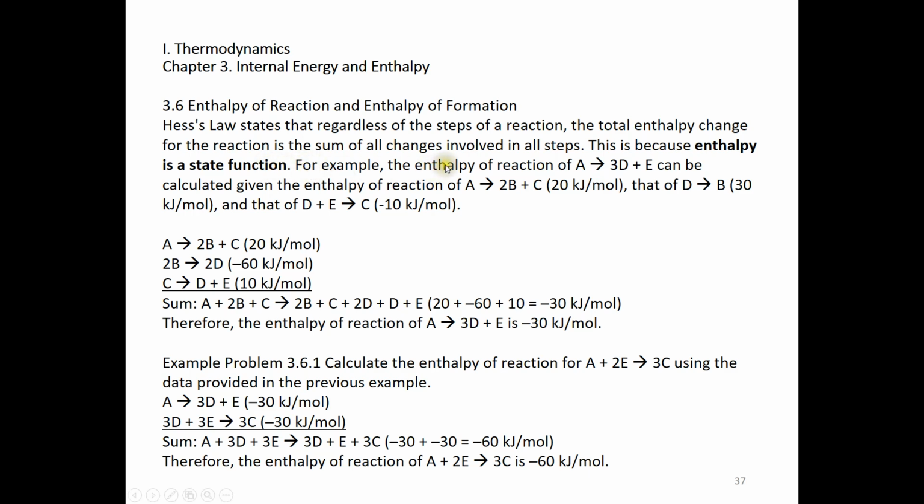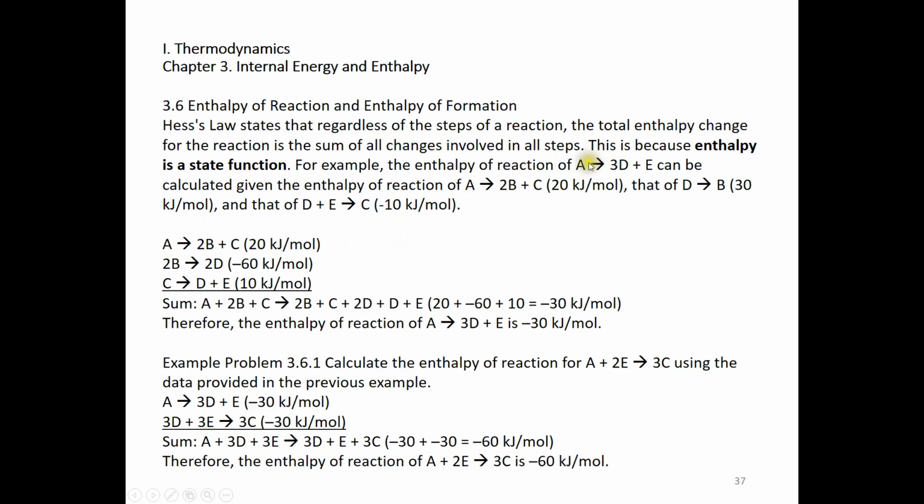For example, we can determine the enthalpy of reaction for this reaction from A to 3D plus E given the information about three individual reaction steps. Over here we have the reaction from A to 2B plus C, from D to B, and from D plus E to C. Now let's look at these three reaction steps. We see A appears only in the first reaction step. Therefore, we need this reaction step, so we put it here.